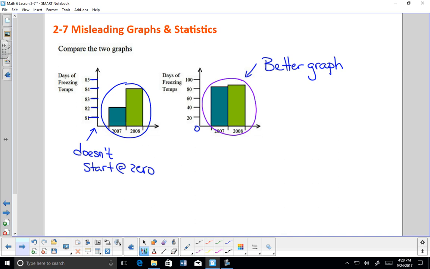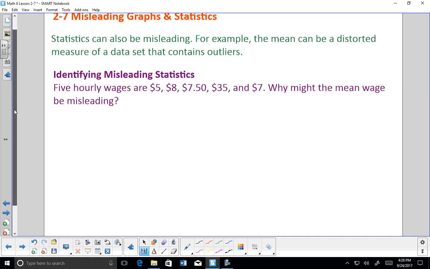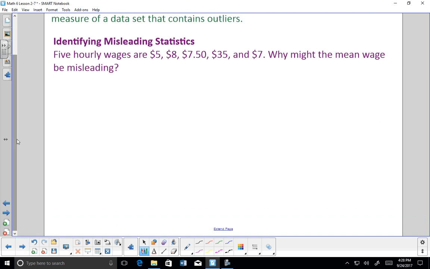Statistics can also be misleading. Statistics are things like mean, median, and mode. For example, the mean can be a distorted measure of data, especially if it contains an outlier. Let's take a look at 5 hourly wages. The 5 hourly wages are $5, $8, $7.50, $35, and $7. And no, that's not a typographical error. Why might the mean wage be misleading?